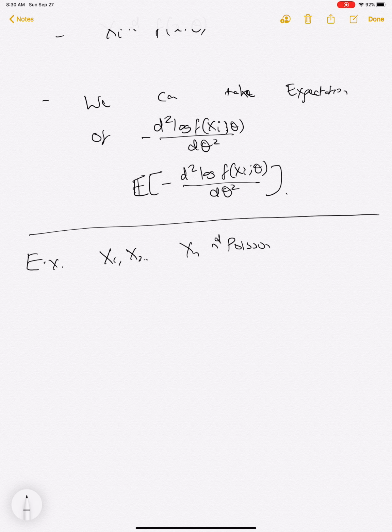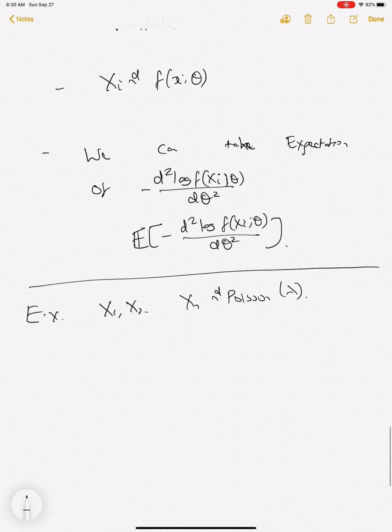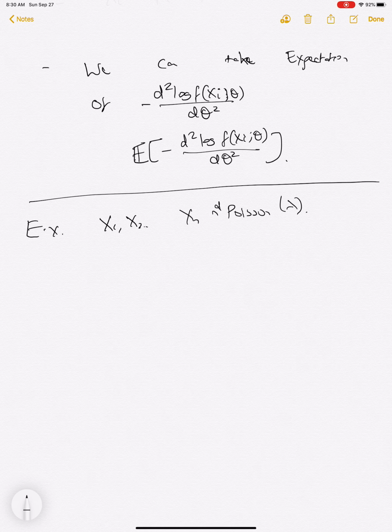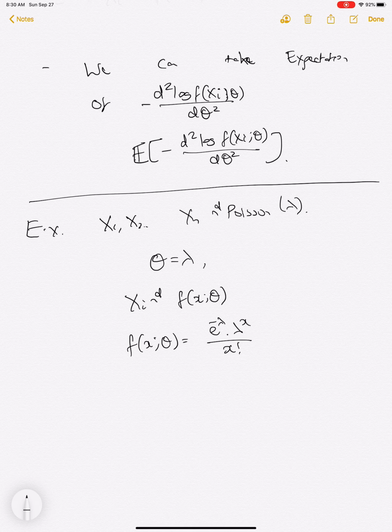So let's go back to the Poisson example. Here you have x_1 through x_n distributed with Poisson distribution with parameter lambda. So here your theta is just lambda, and your f of x given theta is a PMF in this case. So f of x given theta equals e to the negative lambda, lambda to the x, over x factorial.